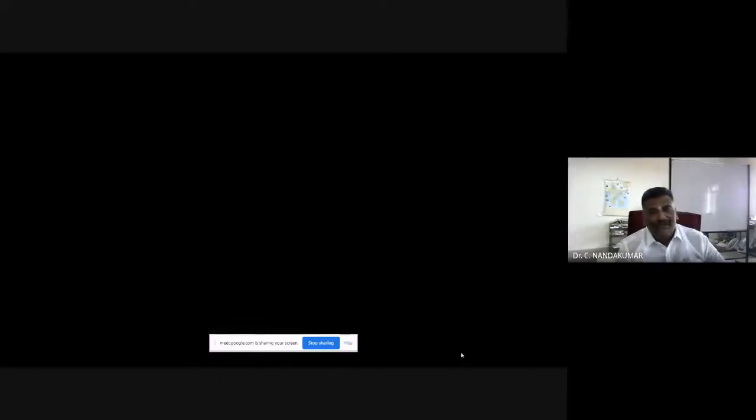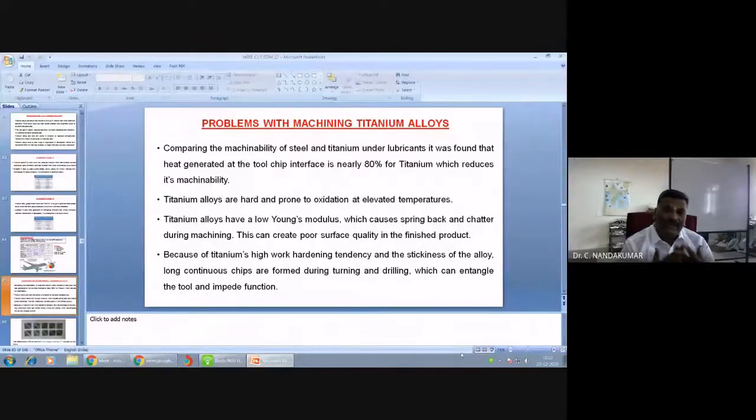The problem with machining titanium: we prefer titanium, but machining it is very tedious because it is very hard. Comparing the machinability of steel and titanium under lubricants, the heat generated at the tool-chip interface is nearly 80% for titanium, which reduces its machinability. Titanium alloys are hard and prone to oxidation at elevated temperatures. Titanium also has a low Young's modulus, which causes spring back and chatter during machining. This can create poor surface quality in the finished products.